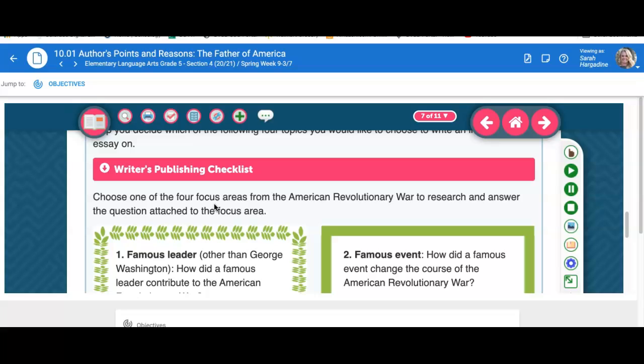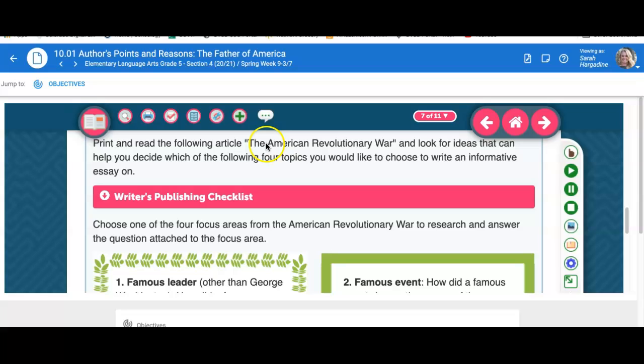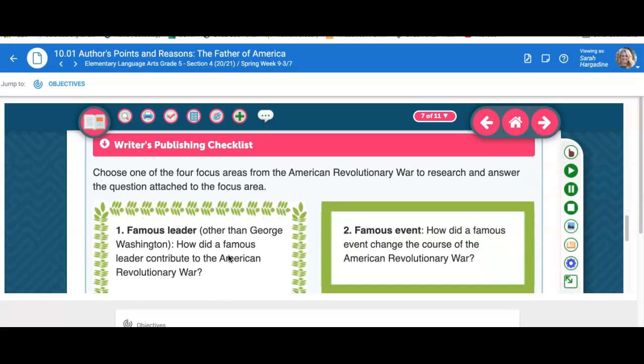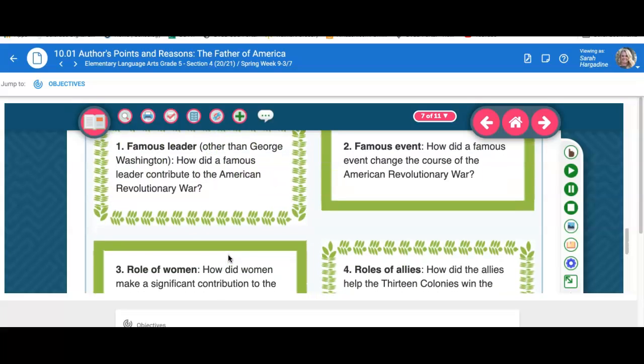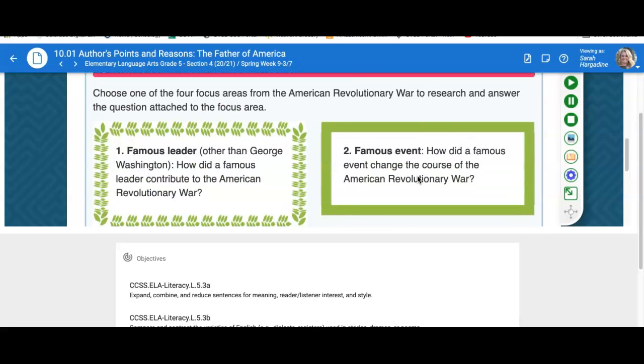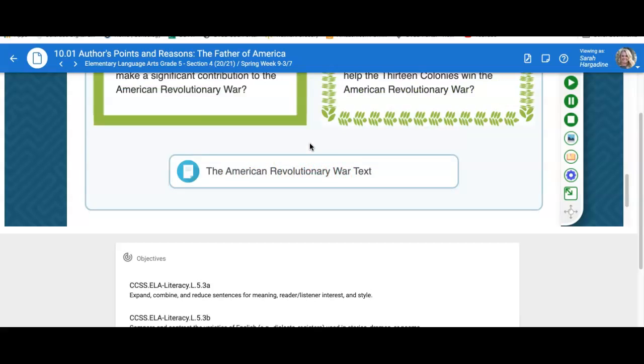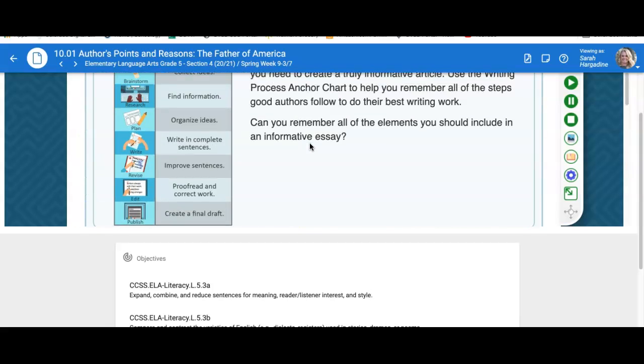So in this first lesson at the end of the week, it is going to give you your 4 topics and the article that you will be using at the beginning to try to start writing an informative essay. And so you will have 4 different options. You'll be able to write about a famous leader, a famous event, the role of women, or the roles of allies connected to the American Revolutionary War. And the text that you will be using is here. So this is what you'll pull in for points in the quote sandwiches, okay?